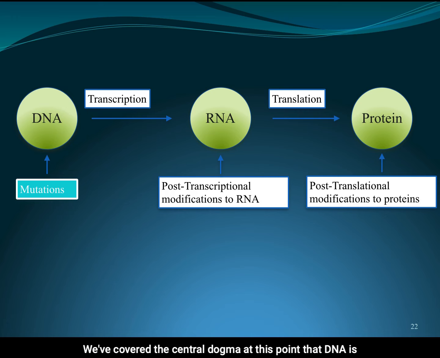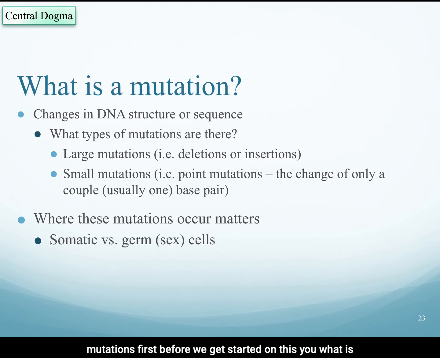We've covered the central dogma at this point, that DNA is transcribed to RNA, which is translated into protein, and that this is the foundation of gene expression. So what happens to gene expression when DNA has mutations? First, before we get started on this, what is a mutation? Mutations are changes in DNA structure or sequence.